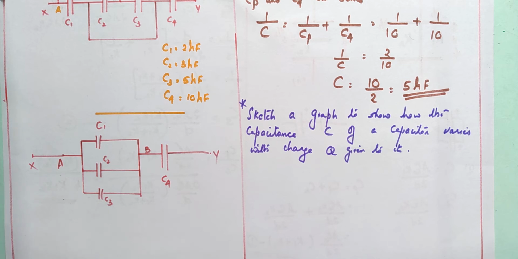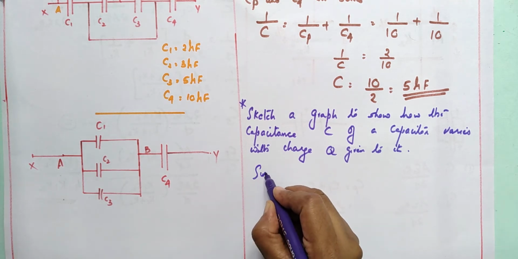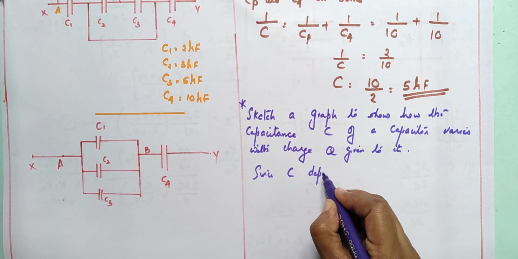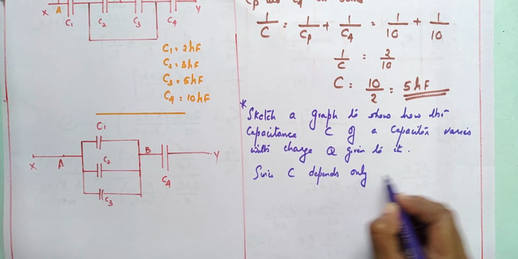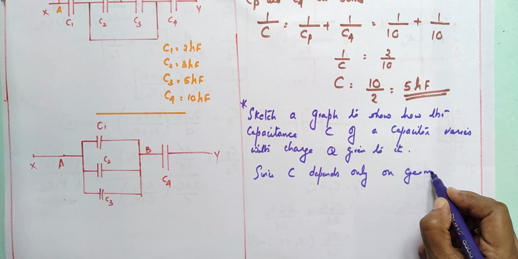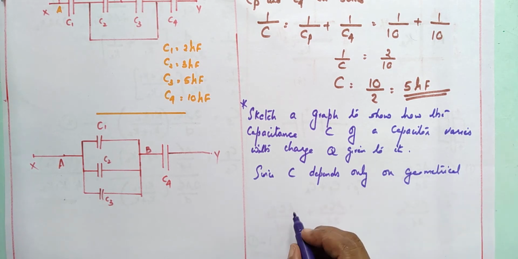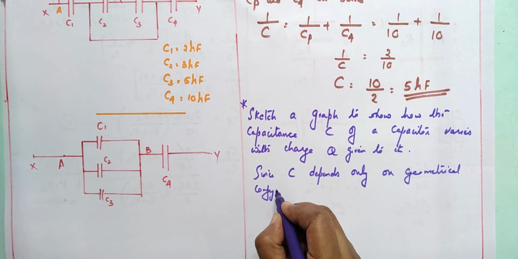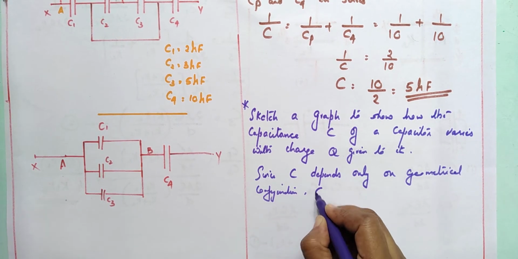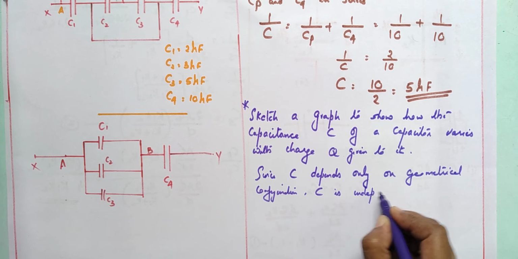Capacitance depends on what factors? It depends on the geometric configuration, right? Does it depend on charge or potential difference? Because as charge increases, what happens to potential difference? It increases. So capacitance remains constant. Since capacitance depends only on the geometric configuration, that means area, separation, medium, etc., capacitance is independent of charge. That is the answer.